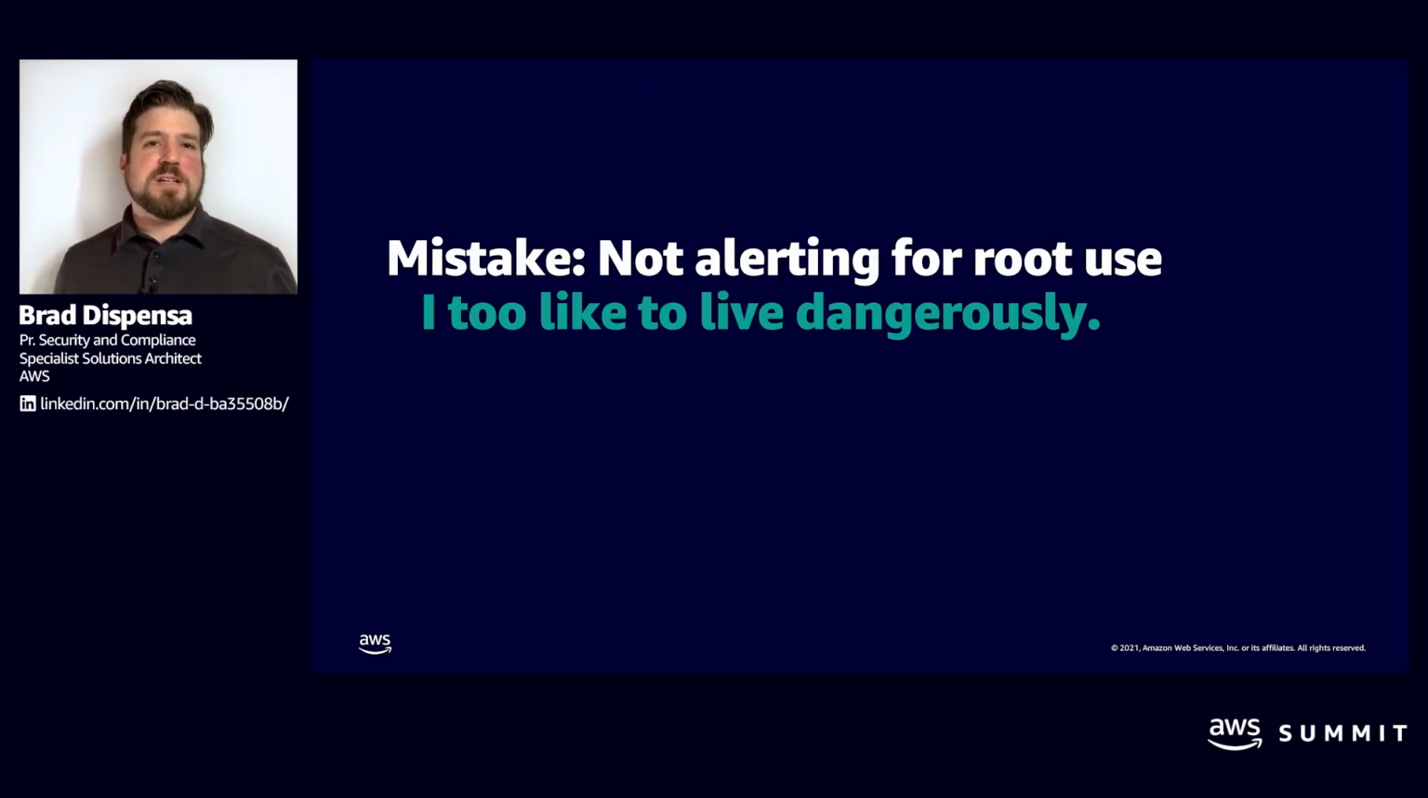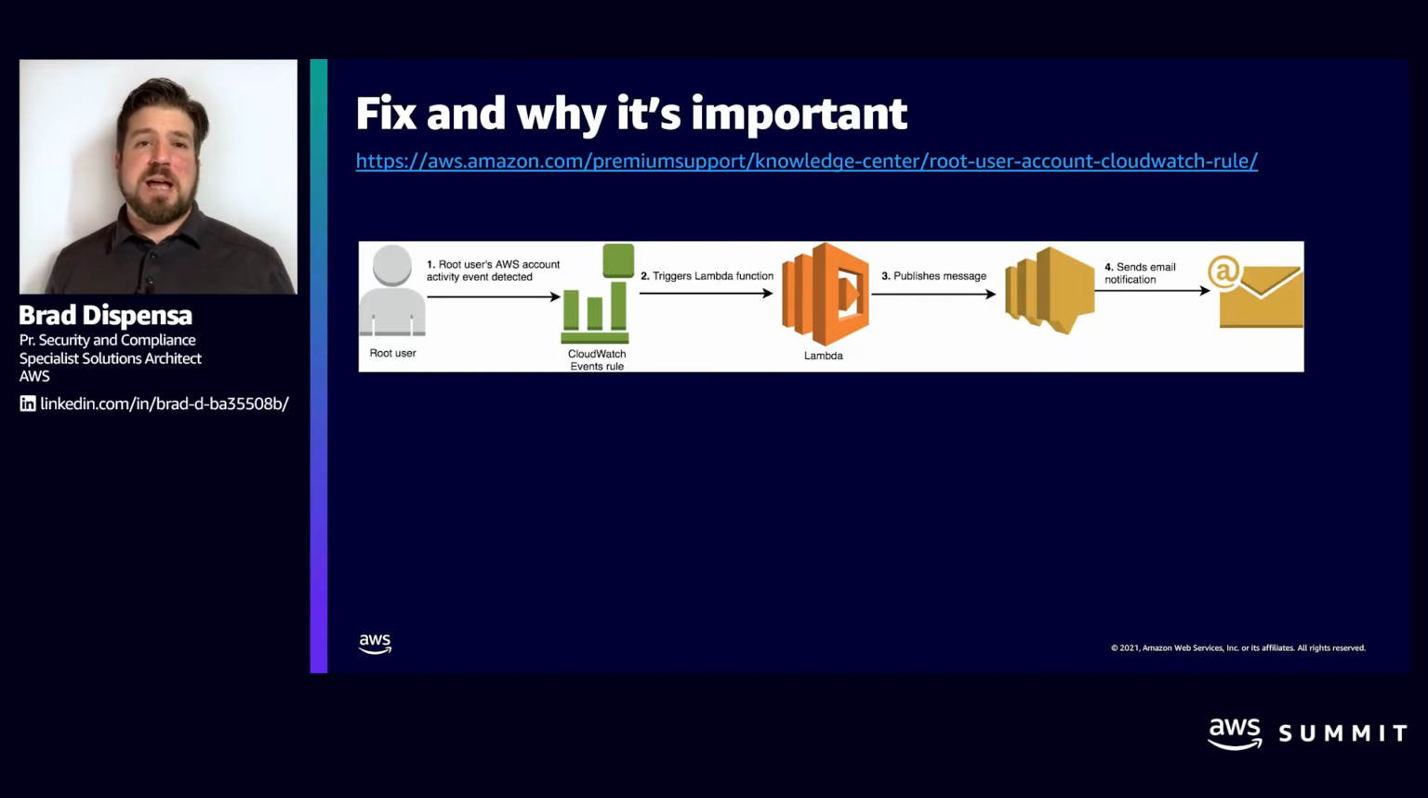The next mistake I see customers make is not alerting for root user. So the response here is something like, I too like to live dangerously. In this case, root is one of those things that AWS has documentation for, that effectively there are only a very small subset of users that require root access at this point. Generally, customers should never be using the root access, and if they do, it should be an absolute exception. So the fix for this one is very simple.